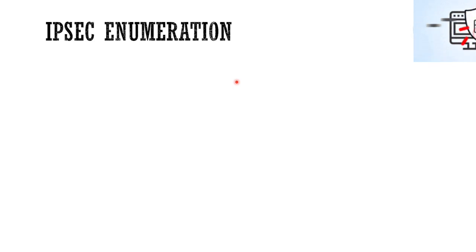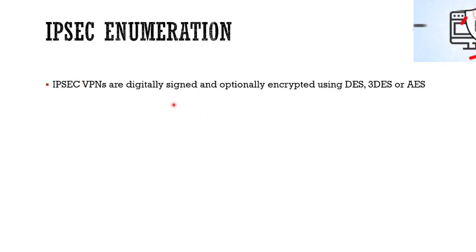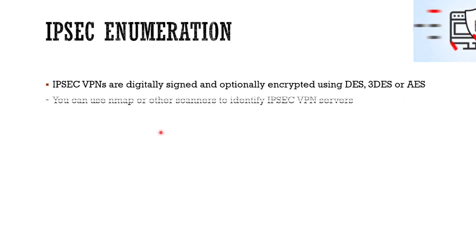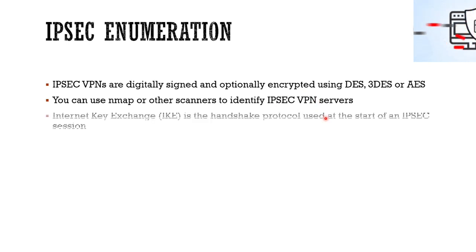IPsec, we can enumerate. IPsec VPNs are digitally signed and optionally encrypted using either Data Encryption Standard, which is long out of date, Triple DES, also out of date, or the Advanced Encryption Standard, which is the version we're using now. We could use Nmap or other scanners to identify those IPsec VPN servers because they'll listen on an IKE port. IKE is the handshake protocol for starting an IPsec session, because you have to actually say, hey, I want to start a VPN, let's handshake, and let's agree upon a session key.